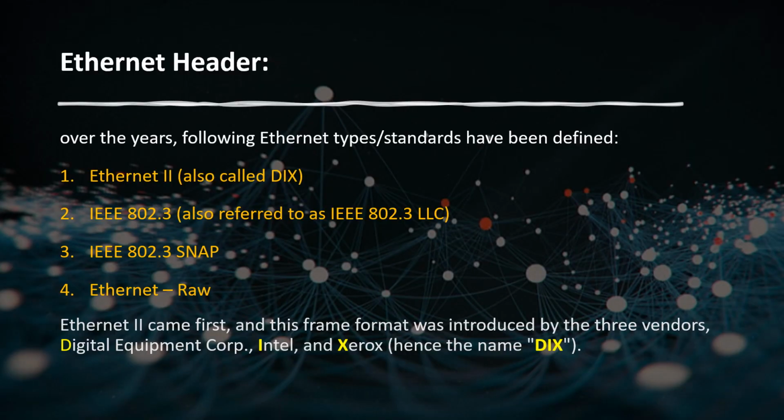Ethernet header, there are different types and standards of Ethernet header. We can see Ethernet 2, IEEE 802.3, which we can also call 802.3 LLC. It's the logical link control, which belongs to both the physical as well as the data link layer. Then 802.3 SNAP and Ethernet RAW. DIX was initially introduced by three vendors, Digital Equipment Corp, Intel and Xerox. So they named it Ethernet 2 DIX.